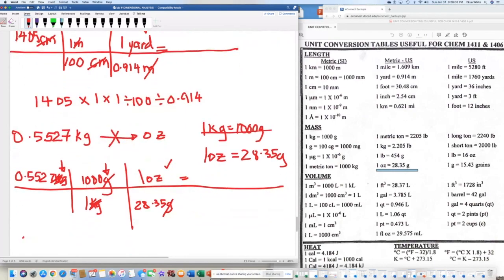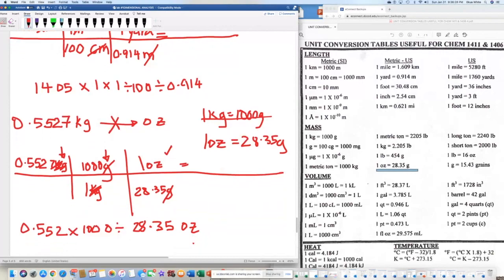So for your math, you take the top number, multiply all the top numbers times 1,000, divide by all the bottom numbers, 28.35. Then the unit that remains is oz. So your answer will be in oz. See, that wasn't that bad.